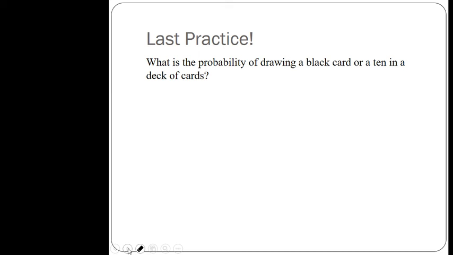All right, so again, how do I know these events are inclusive? You just ask yourself, in one pull, right, can both things happen at the same time? Can I draw a black card and have it be a 10? The answer is yes. When you have a deck of cards, you could draw the 10 of spades or you could draw the 10 of clubs. And those are black 10s. So both can happen at the same time. So we know it's inclusive.